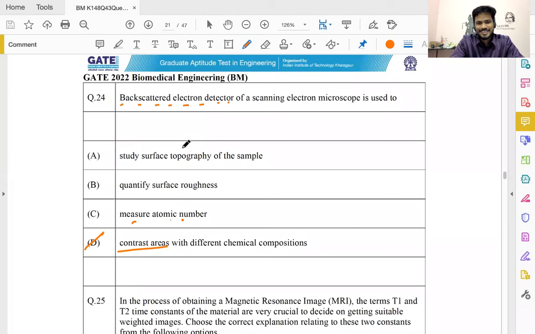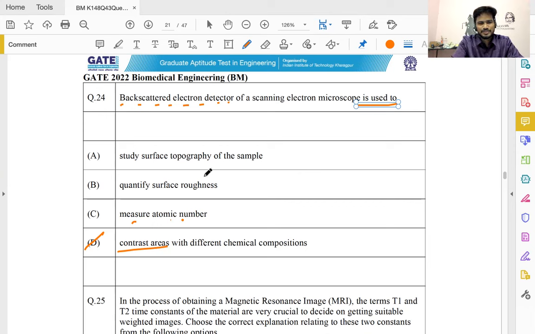So in that sense, to study surface topography, obviously the amount of backscattering will depend, there will be some effect of the topography. So it can be used to study topography, but is it used to study topography? Probably go for an AFM. Can be used and is used, there is a difference. Probably that's why I would rule out A. So that answers Kishore's doubt, I suppose.